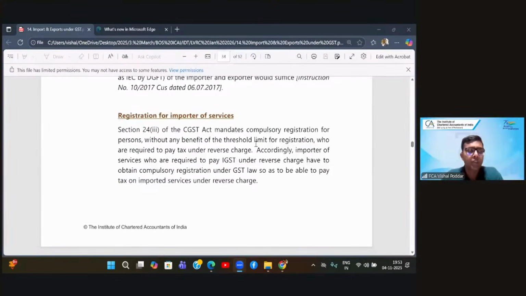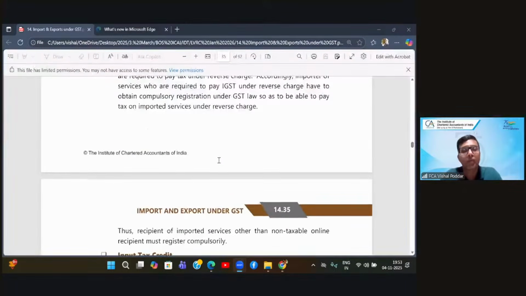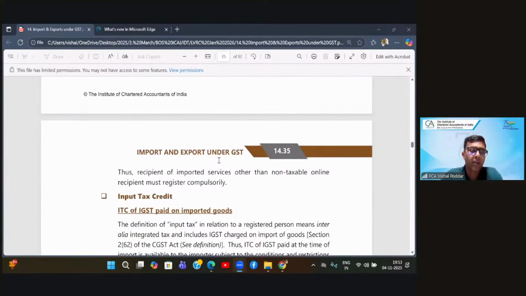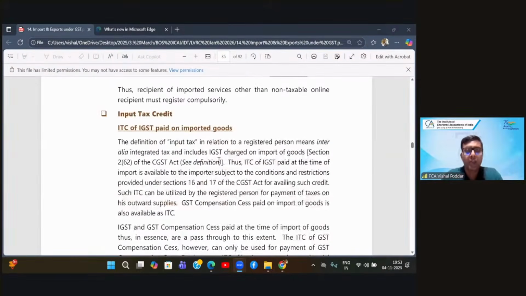Now, when it comes to import of service, the scenario changes. For import of service which is under RCM, here you become liable for registration compulsorily because of the operation of section 24, because 24 provides that where you are covered under RCM and you are the person liable to pay tax, you will be required for compulsory registration. That is irrespective of whether or not you want to avail ITC.